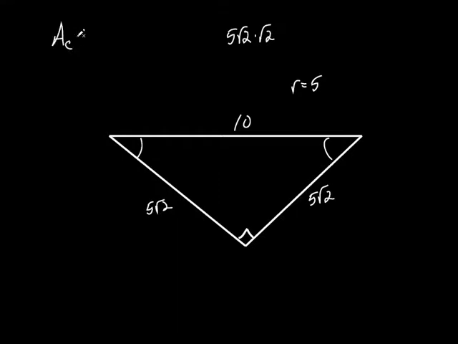So first of all, what's the area of the circle? It's 25 pi, right? So that's the circle. Then the area of the triangle is half base times height. So it's this times this, which is 25 times 2, which is 50, right? Take half of that, it's 25. So it's just 25, isn't it? Did I do that right? Okay. So it's that minus this.